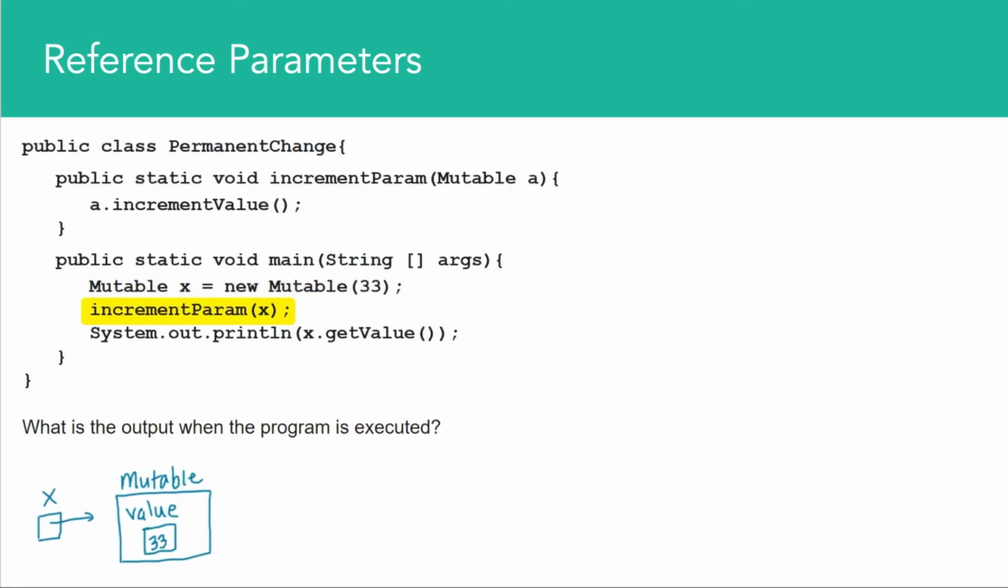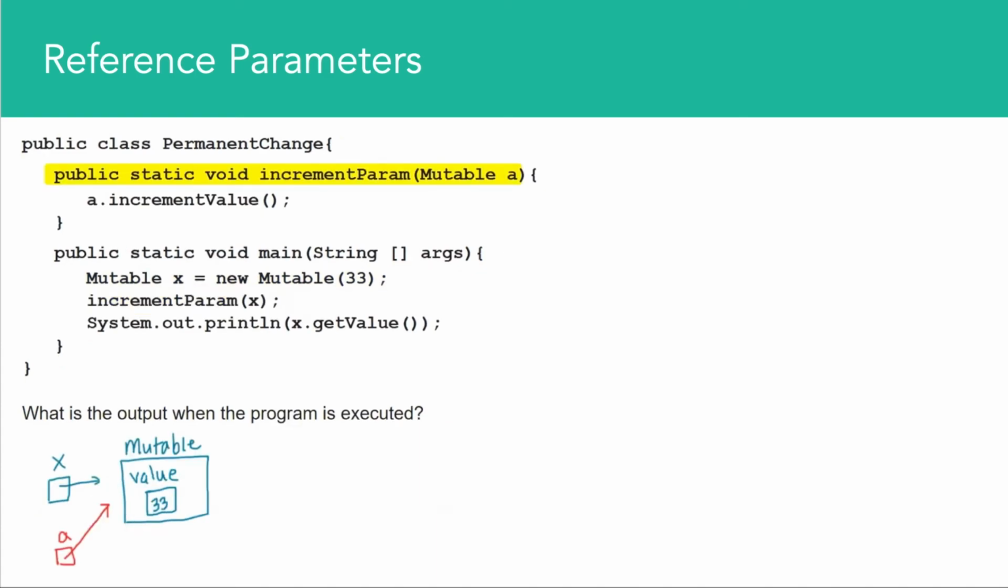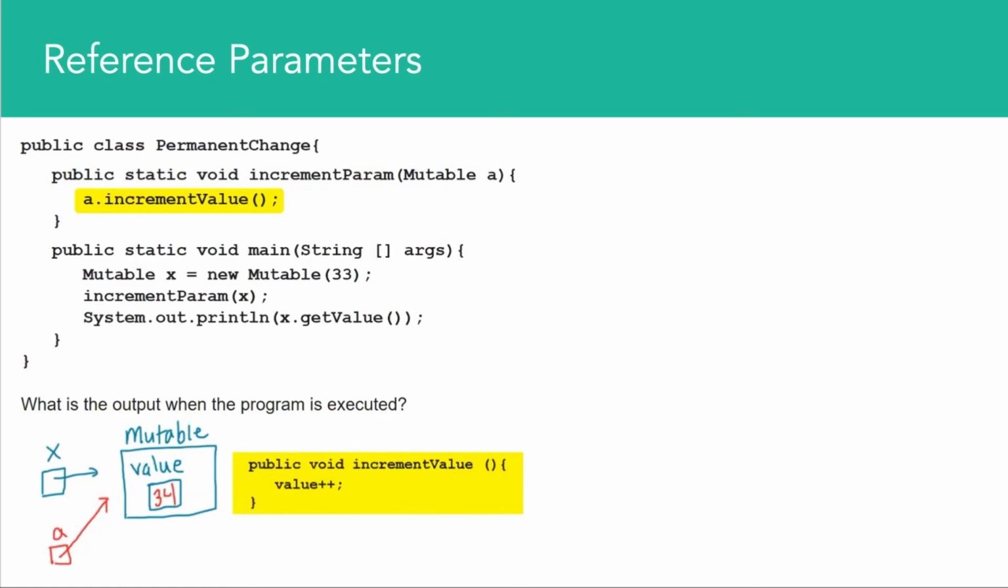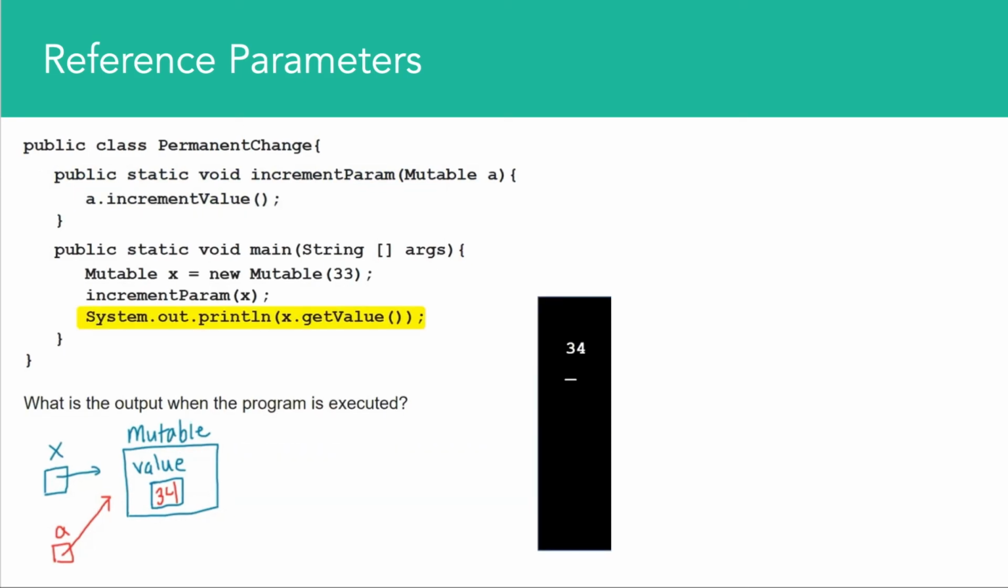I then call the increment parameter passing the X object. Notice that X is still pointing to the reference that's storing the value 33. When this method is called, my computer is going to go find the method and pass actual values into the parameters. Now I have another object, A, that points to the same reference as X. These two are considered aliases. I will then call the method increment value, and the value that's being stored or referenced now changes to 34. Because this is a copy of the reference, x is now pointing to the value 34 just as a is. How is this different from the previous example when we were passing primitive values?